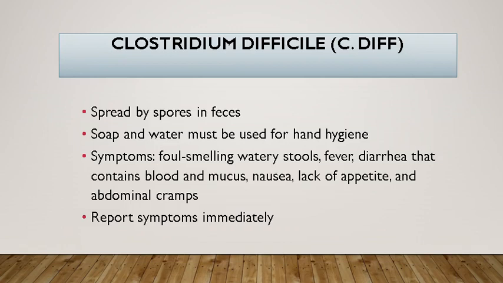C. diff, or Clostridium difficile, is a spore-forming bacteria that can be part of the normal intestinal tract. Sometimes C. diff will flourish if other normal bacteria in the intestinal tract is altered, such as when a person is on an antibiotic and the medication destroys that normal bacteria in the gut. C. diff can take over, and results can be very frequent foul-smelling watery stools. It's highly contagious if spread from person to person.